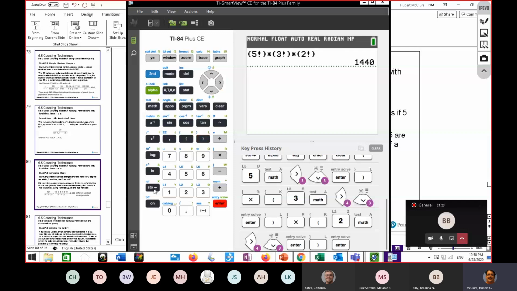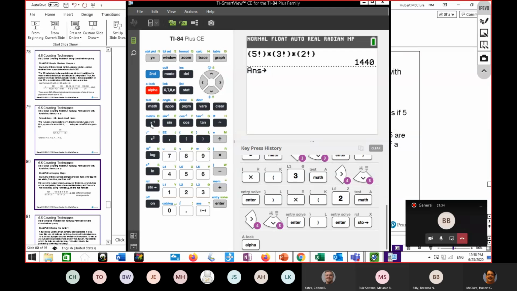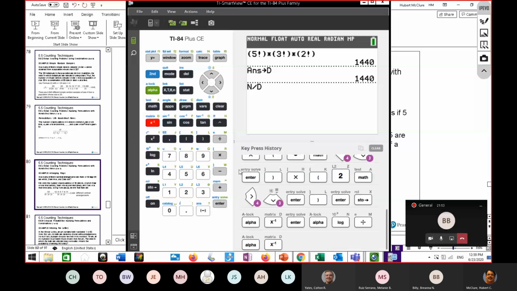And I'm going to store. And I'm going to call the denominator alpha D, which is alpha x to the negative 1. See that green D right there? And enter. Now to finish the problem, I'm going to take alpha log divided by alpha D, which is denominator. And write that number down, 2520. That should be your number. And that's how you use the factorial key and the factorial button in sequence, and use the parentheses and the store button.